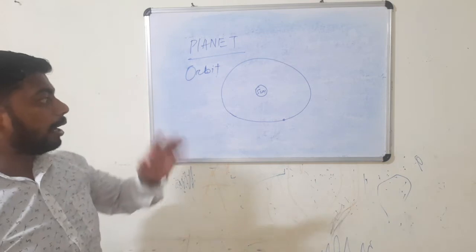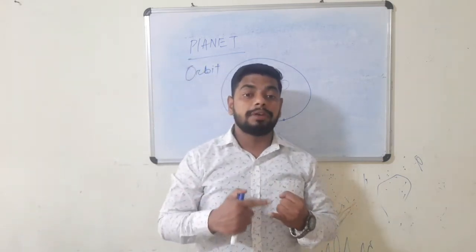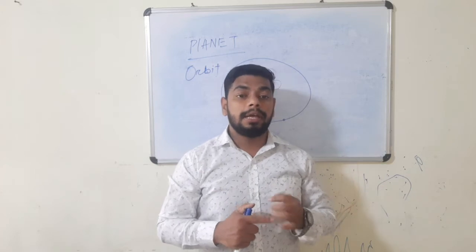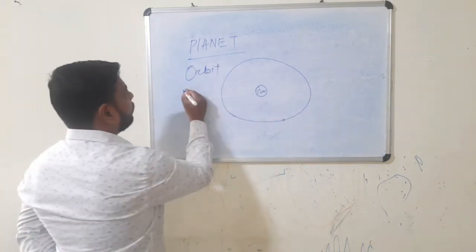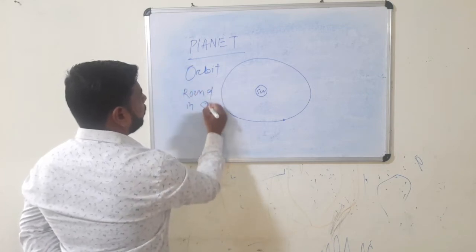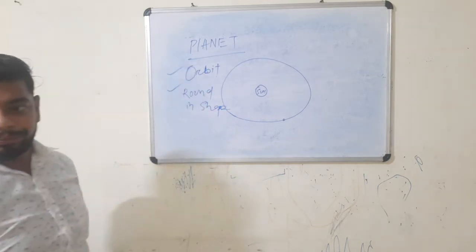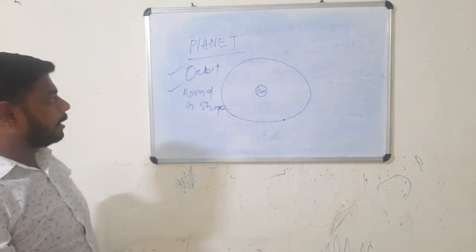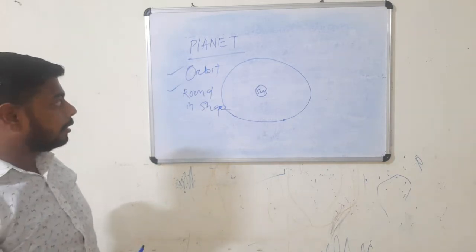So one of the very important features of a planet is that it must have an orbit. Another feature of a planet is that it must be round in shape. And it will clear its surrounding.